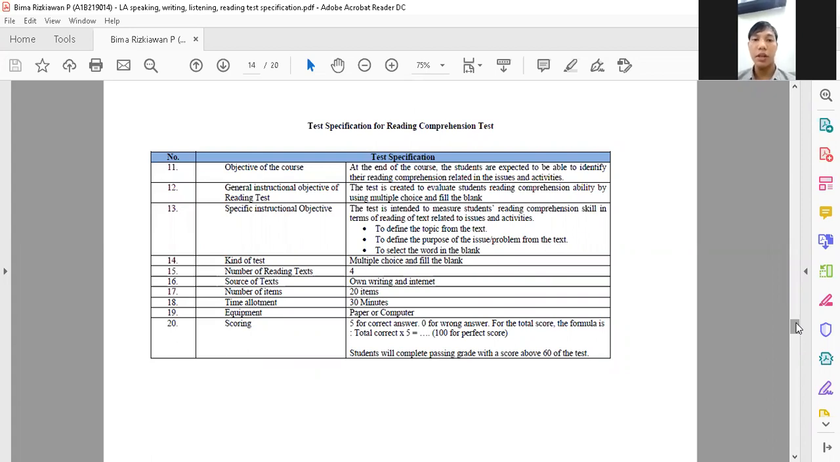search of the text on writing and internet, number of items, 20 items, time allotted 30 minutes, equipment, paper or computer, scoring, 5 for a correct answer and 0 for a wrong answer. For the total score, the formula is total score times 5 equals 100 for a perfect score. Students will complete the passing grade with a score above 60 of the test.